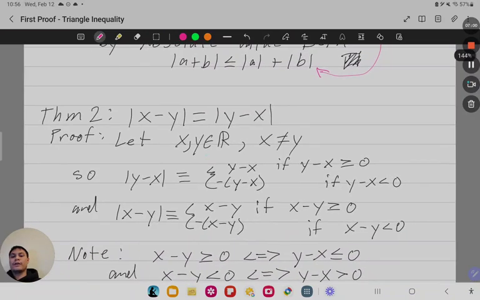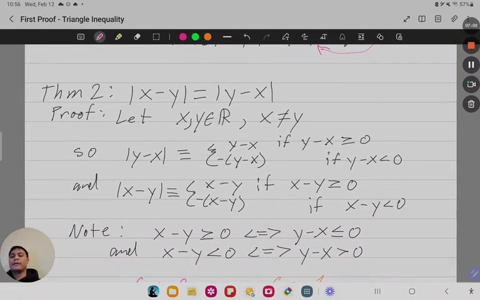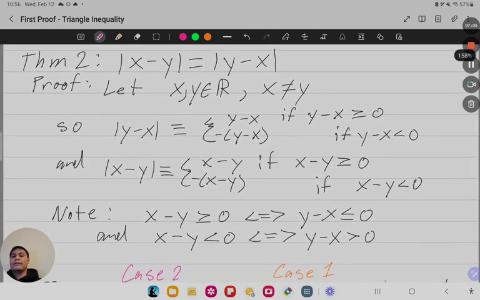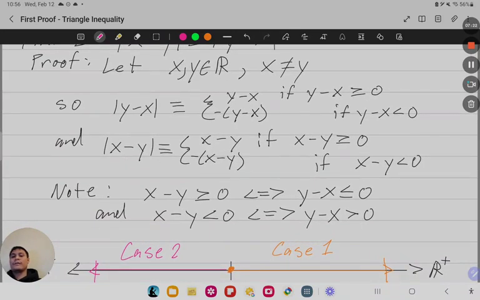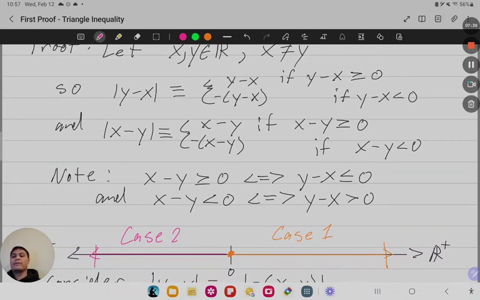So we're going to let x and y be real numbers, where x is not y. And so by the absolute value definition, we're going to look at y minus x, and y minus x is going to be positive if y minus x is greater than or equal to 0. And we're going to multiply by that negative sign if y minus x is less than 0. And likewise for x minus y, it is going to be itself if it's greater than 0. And if it's less than 0, we're just going to multiply by that negative sign to switch it back to positive.